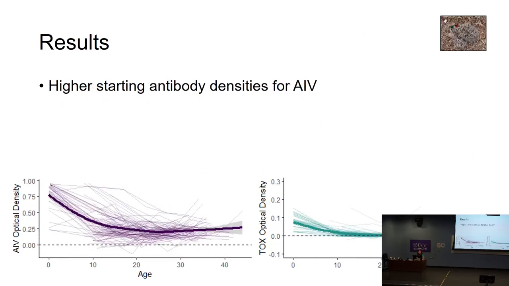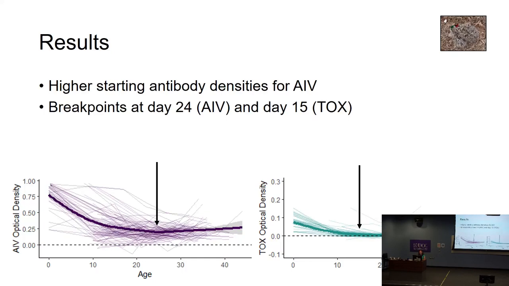And then looking at changes over time, as chicks went from 0 days through 40-some-odd days, we have higher starting antibody densities in chicks for avian influenza compared to Toxoplasma. We have breakpoints happening in both of these relationships, but at a later stage in avian influenza, given that the starting values were higher. So day 24 was when we changed from exponential decay to linear growth, and day 15 for Toxoplasma. In both cases, the linear growth fit better than the exponential growth for post-breakpoint.